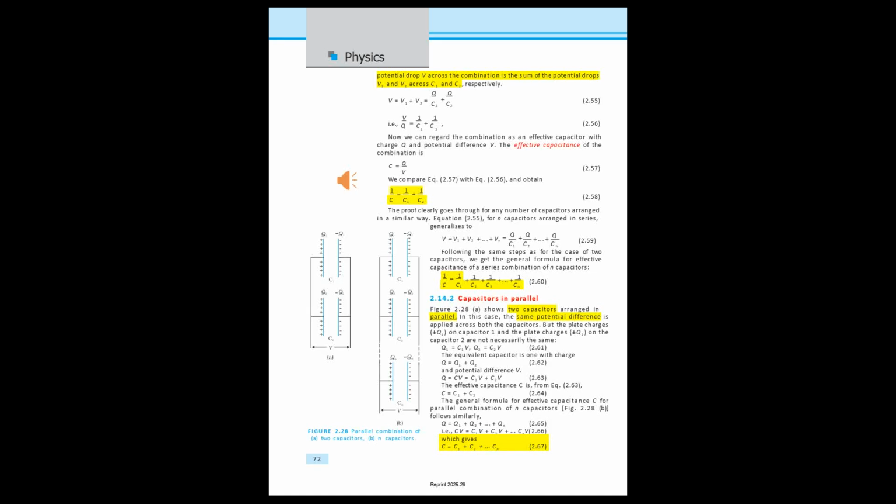The general formula for effective capacitance C for a parallel combination of n capacitors, which is given in figure 2.28b, follows similarly, where Q is given by Q1 plus Q2 and so on up to Qn. That is CV is equal to C1V plus C2V and so on up to CnV, which gives C is equal to C1 plus C2 and so on up to Cn.